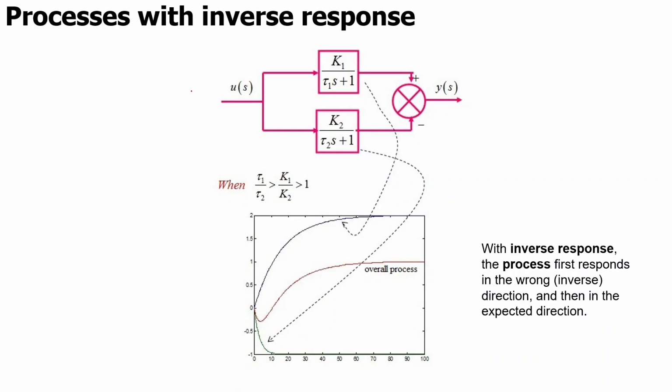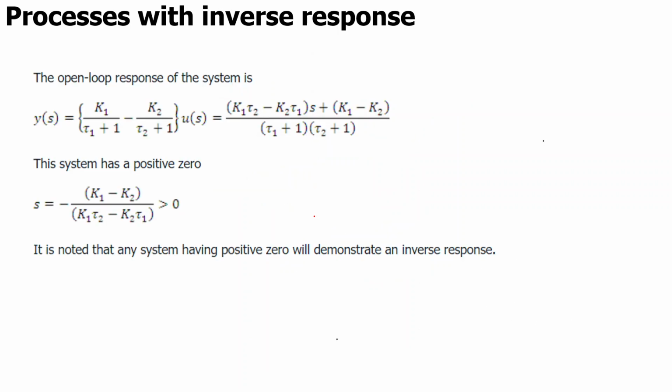In an earlier class, we also covered processes with inverse response. We say that our process is giving an inverse response if its first response is in one direction, and ultimately it becomes stable in the opposite direction. The general form of a process with inverse response, we can write using this general form of the output response, that is Y of s. You can write it this way.